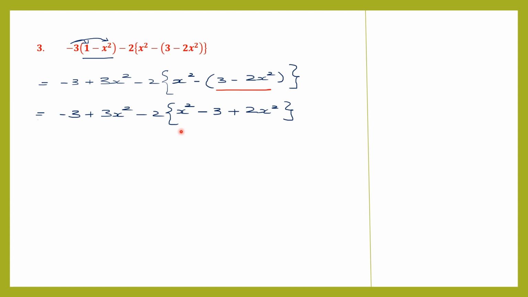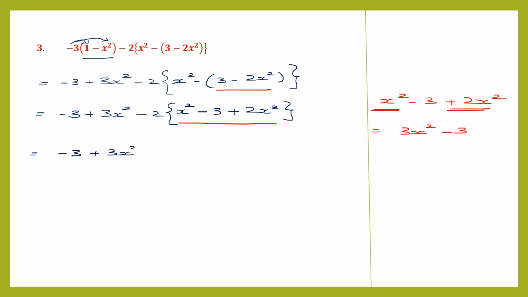Now we need to work out what is within the curly brackets. That is x squared minus 3 plus 2x squared. Let's write that here. X squared minus 3 plus 2x squared. So like terms are there, x squared and 2x squared. When you add it up, you get 3x squared minus 3. So now here, let's write that inside the bracket. So minus 3 plus 3x squared minus 2.